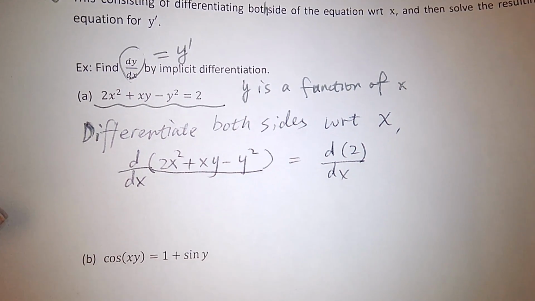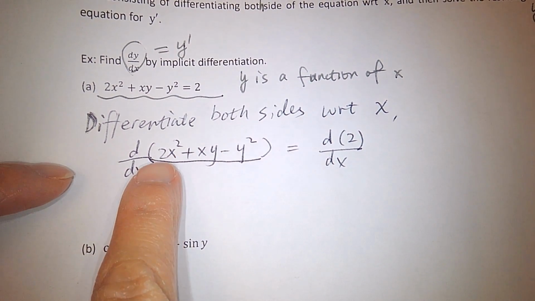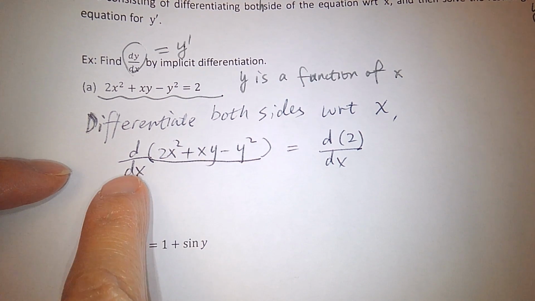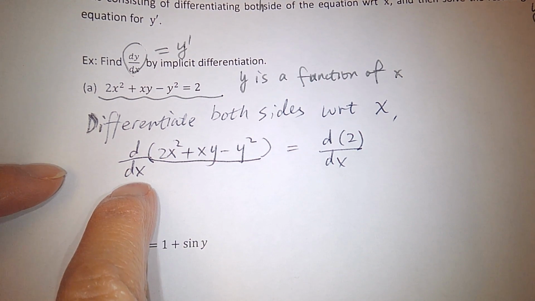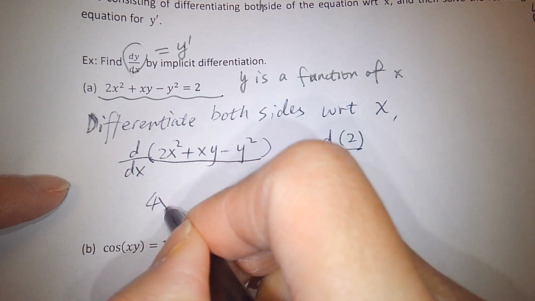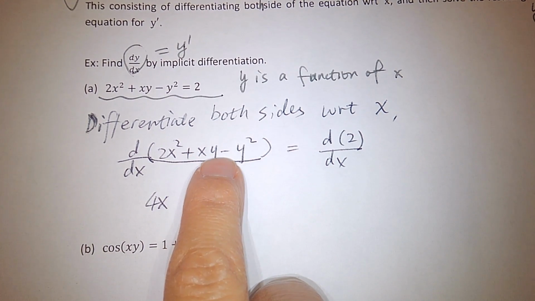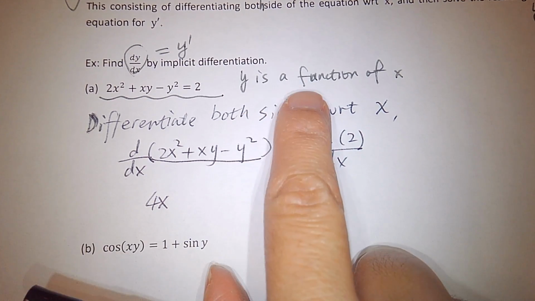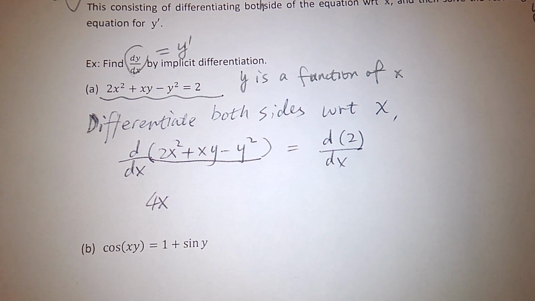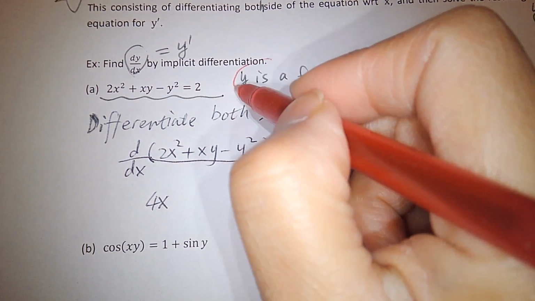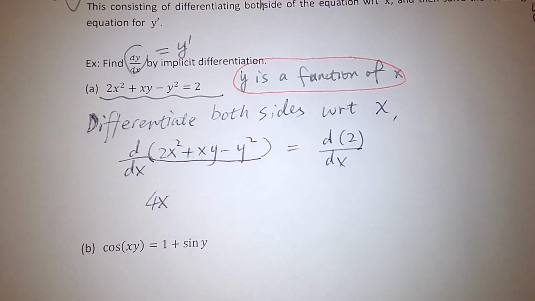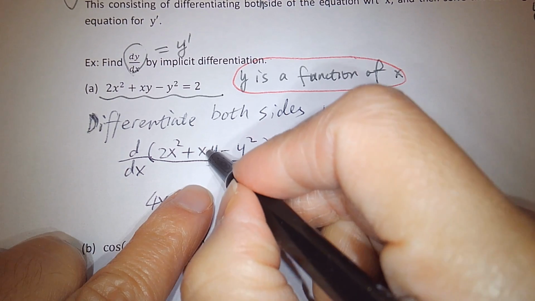Okay. Now let's see. 2x squared differentiated with respect to x. What should we have for x? Okay. Now I'm going to differentiate x times y with respect to x. Keep in mind that y is a function of x. So how can we differentiate x times y?